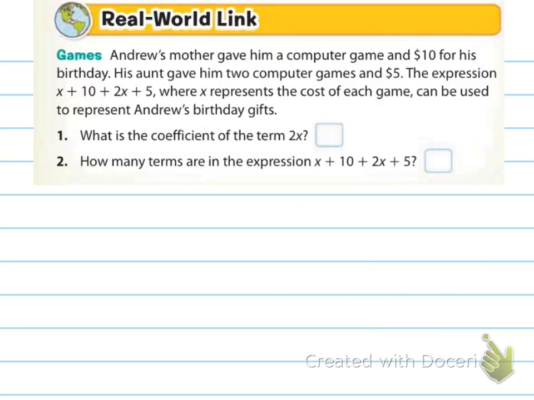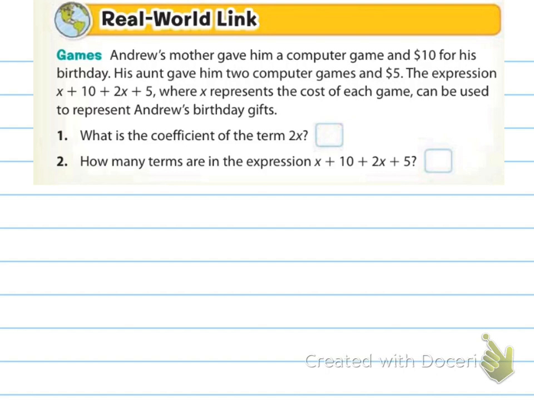It says, Real World Link, Andrew's mother gave him a computer game and $10 for his birthday. His aunt gave him 2 computer games and $5. The expression x plus 10 plus 2x plus 5, where x represents the cost of each game, can be used to represent Andrew's birthday gifts.